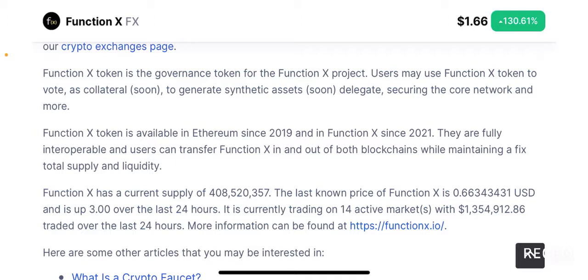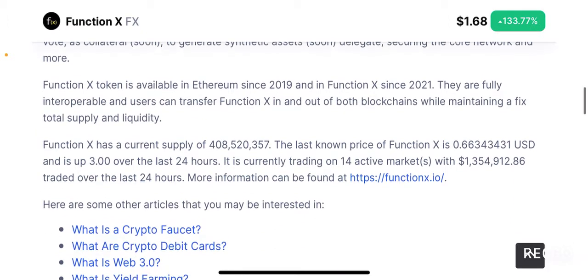So again, I know that we haven't really covered the actual platform itself and what it does. We're just jumping into the token because that's basically what CoinMarketCap is giving us, right?